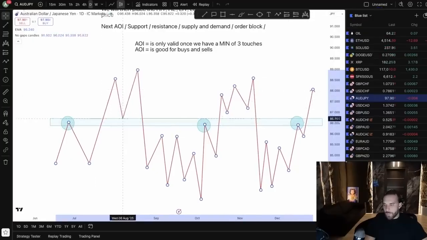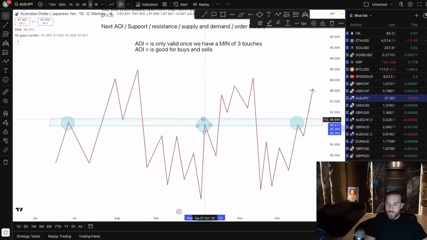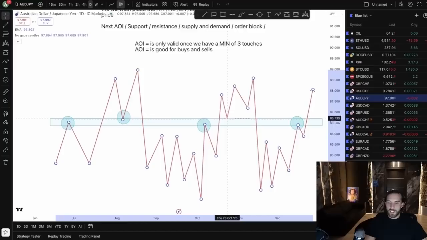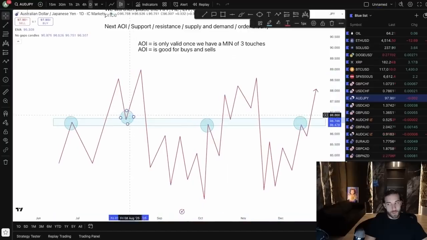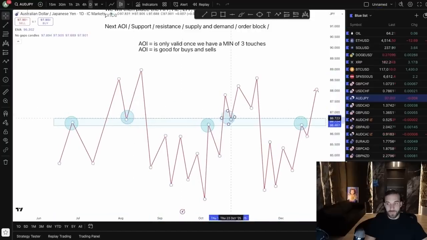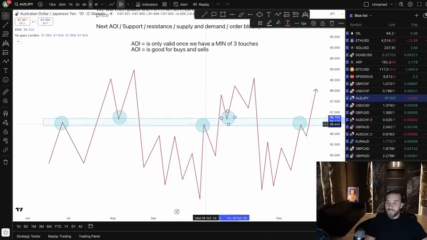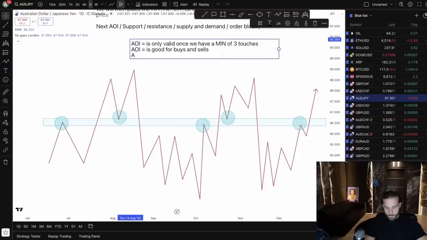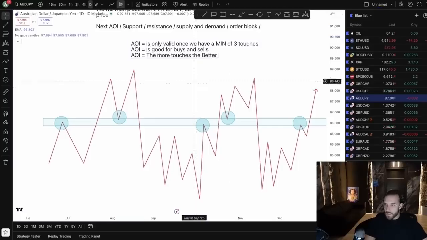So obviously, the more touches you have, the better. If you have something that has been rejected 15 times, I would much rather be interested in something that has been retested 15 times rather than something with 3. Now, the area of interest, the more touches, the better, because it means that it has been respected more in the past.